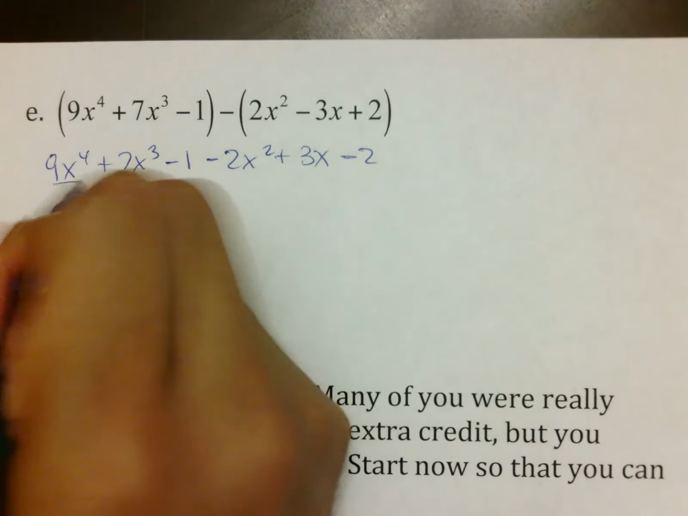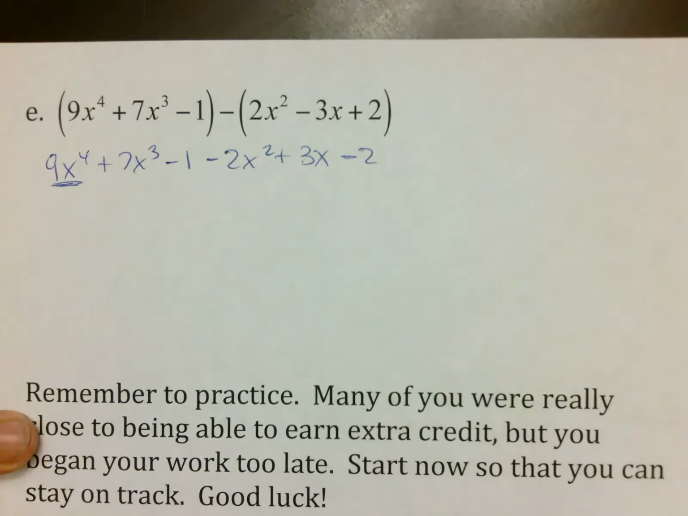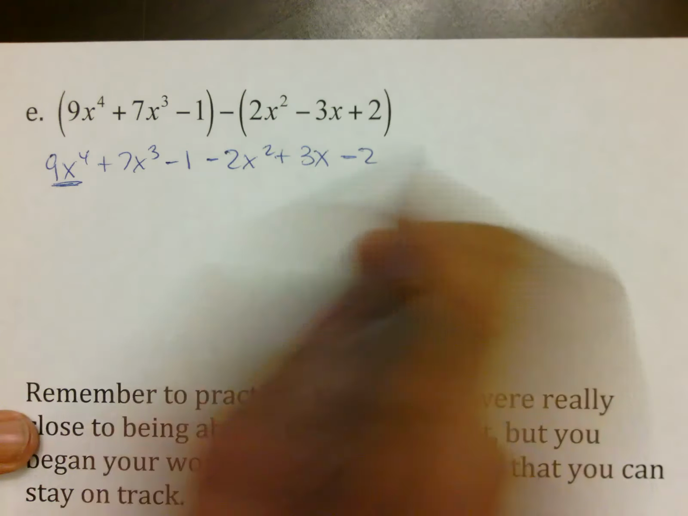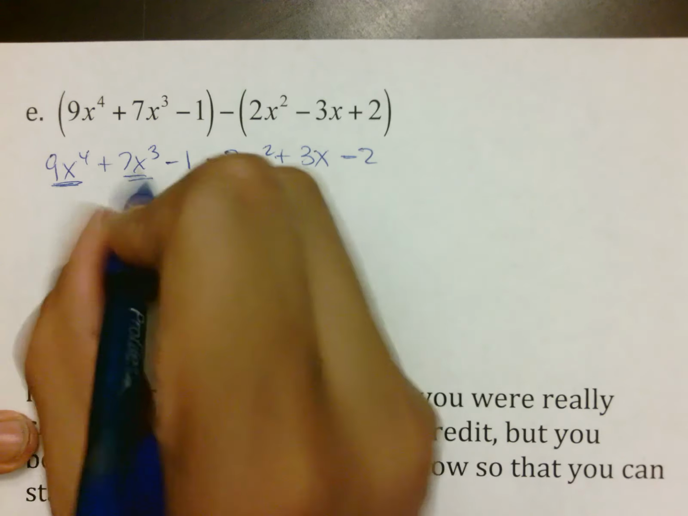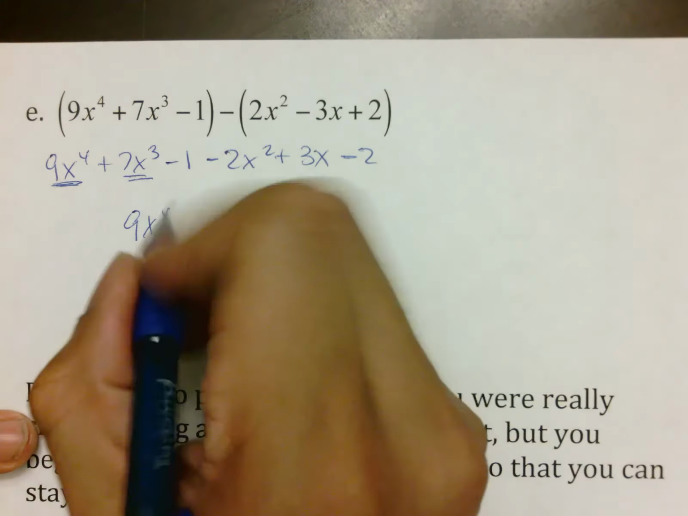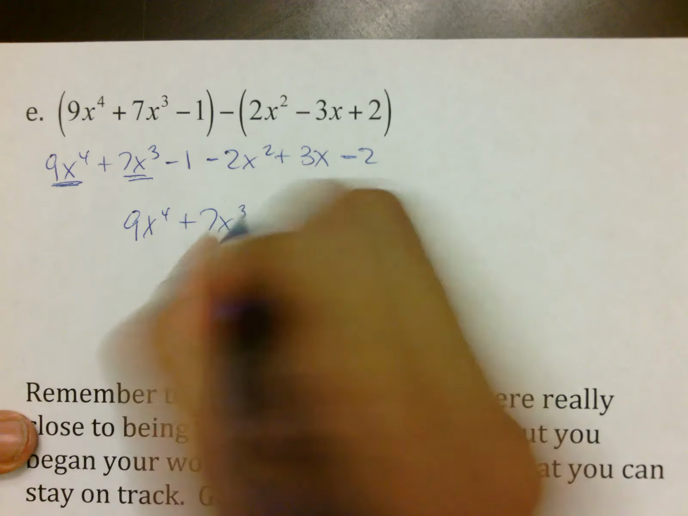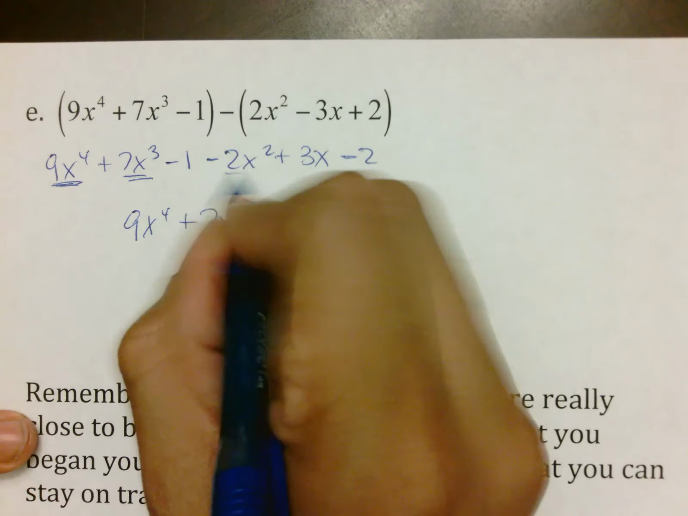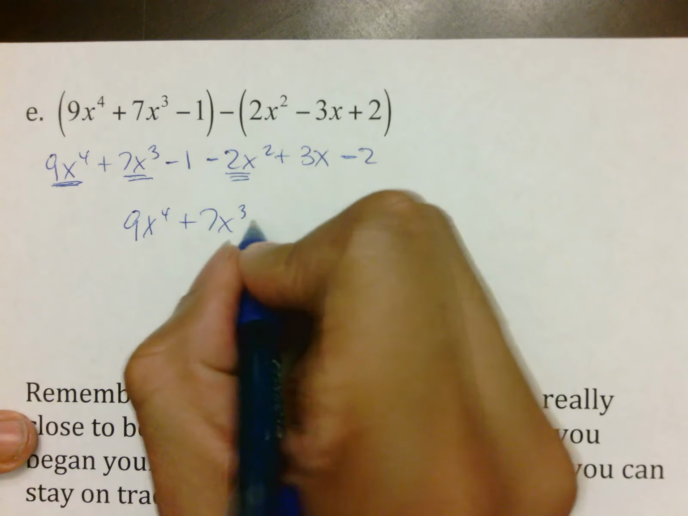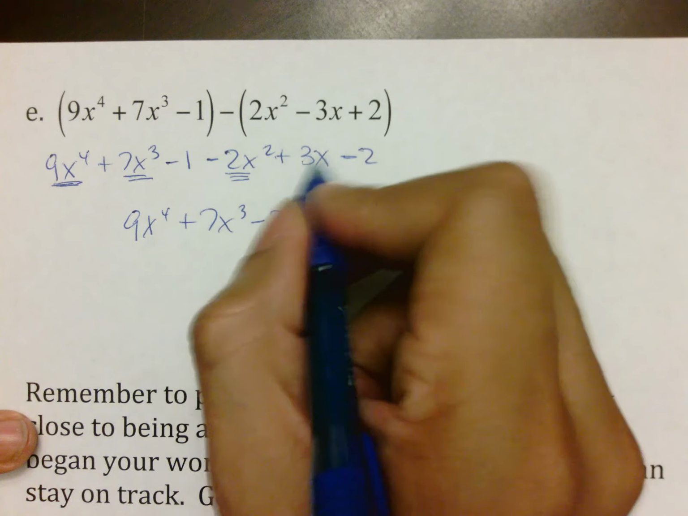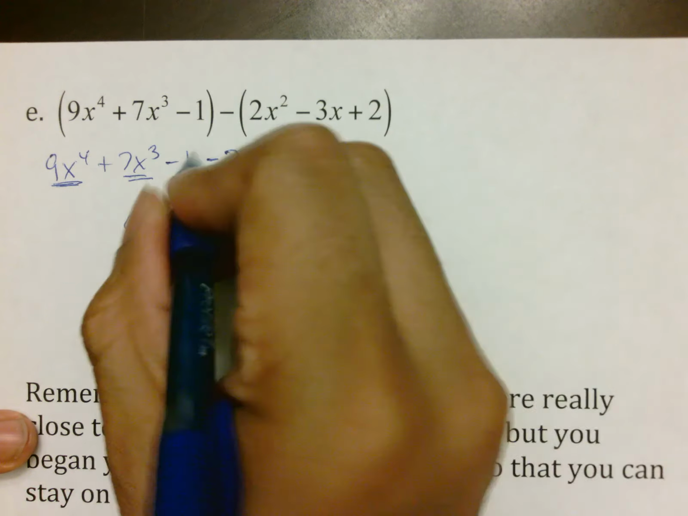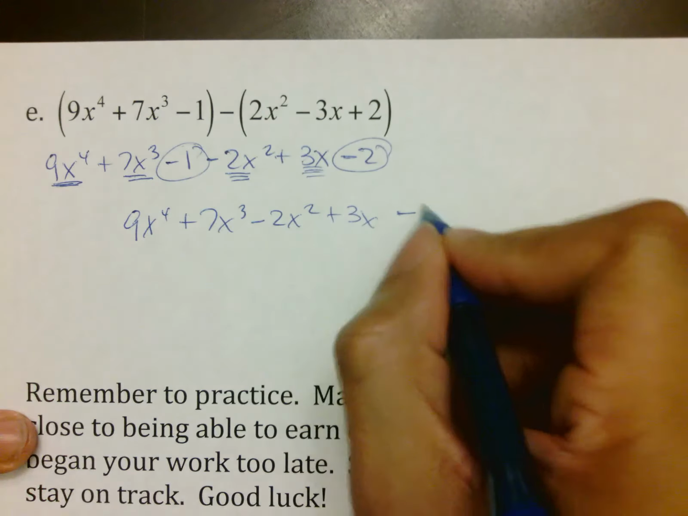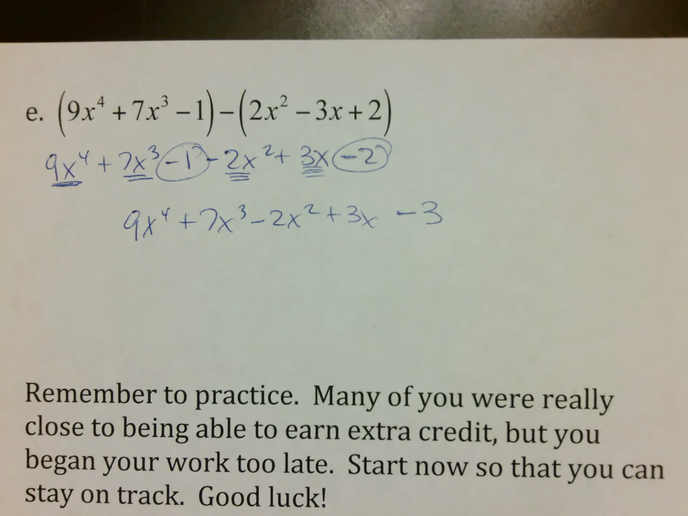From there you put it together. Again, just writing it in the best form possible means you want to go highest power to lowest power. 9x to the fourth does not have anything to go with, so we bring it down as 9x to the fourth. Then we look at 7x to the third, and it doesn't have anything to go with, so we write plus 7x to the third. 2x squared has nothing to go with, so we bring it down. 3x, nothing to go with, so we bring down 3x, and then 1 and negative 2 make negative 3, and that would be our answer.